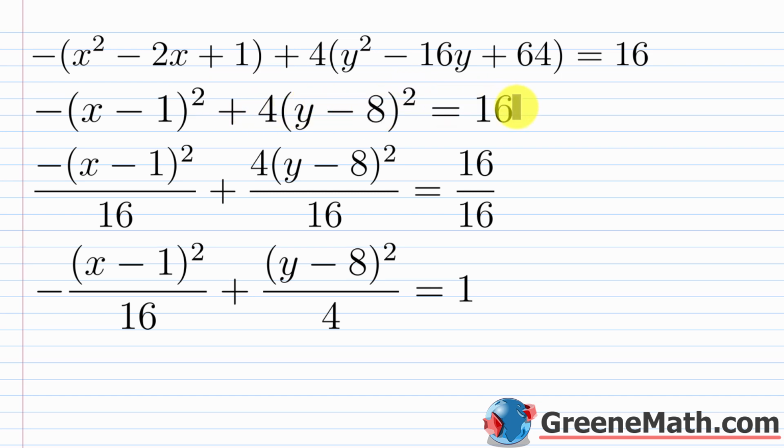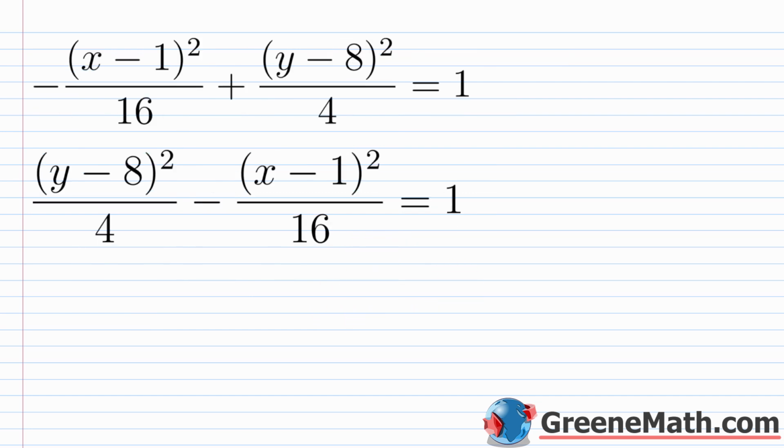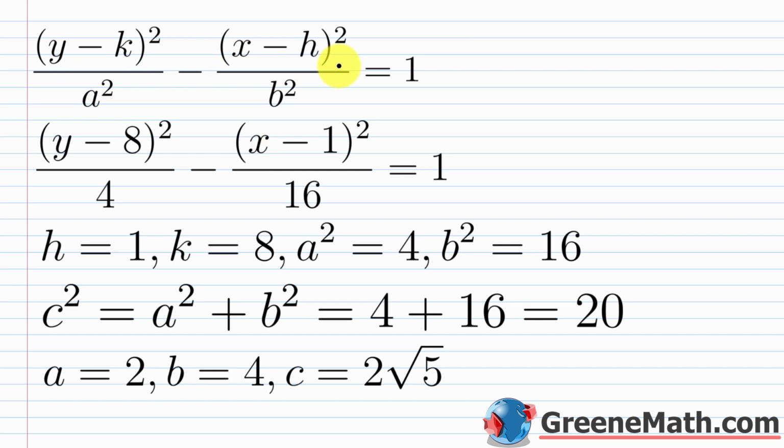Divide everything by 16 because we want the right side to be 1. And you get the negative of the quantity x minus 1 squared over 16 plus the quantity y minus 8 squared over 4 is equal to 1. And we're going to switch that around just to match our form. So we're going to end up with the quantity y minus 8 squared over 4 minus the quantity x minus 1 squared over 16 is equal to 1. Okay, so matching things up, this is the form we want to use.